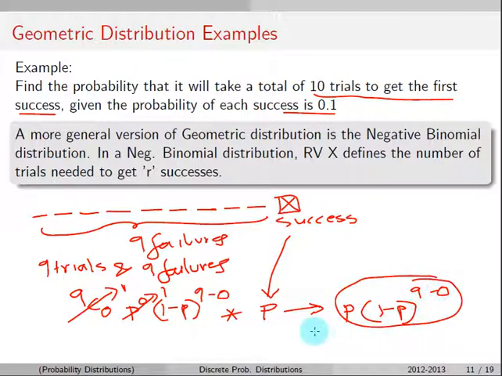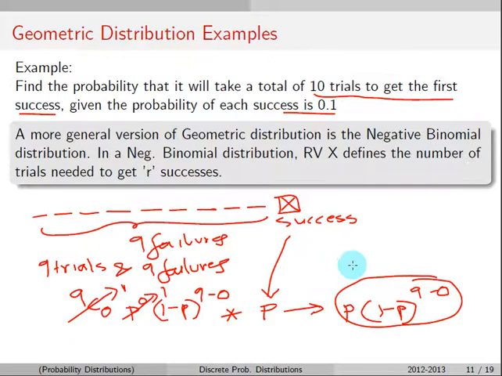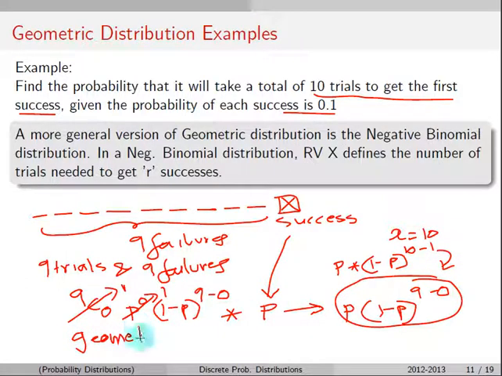And this is exactly what you have on the previous slide, which is p (1 minus p) raised to x minus 1, where x is your total number of trials. The total number of trials for us in our specific problem, the x was 10. So p multiplied by (1 minus p) raised to 10 minus 1, which is exactly what we have here. So once again, geometric is also related to binomial.